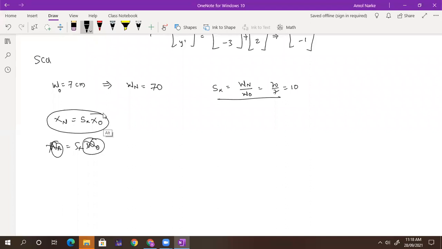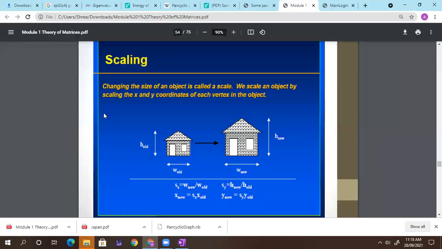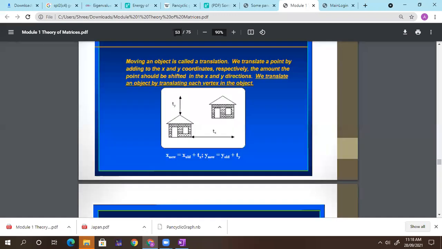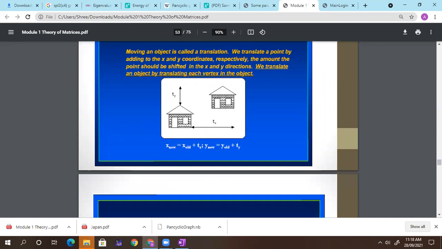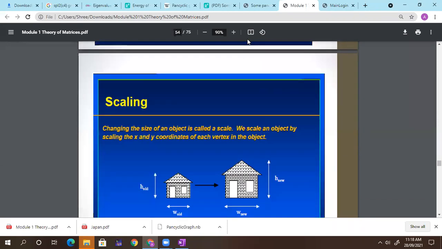See, I am dealing with scaling here. We already did translation, and I have already given you a matrix for that. Everyone understands, no? So we are dealing right now with scaling.